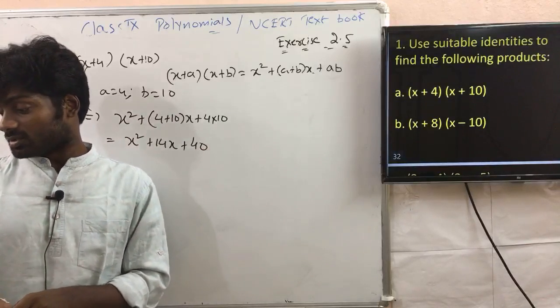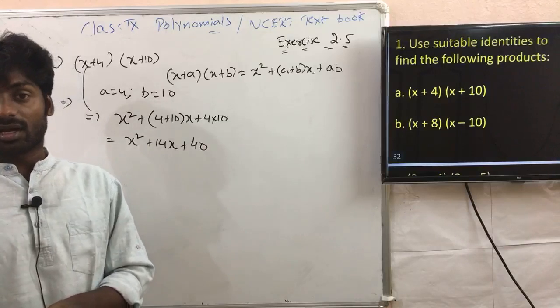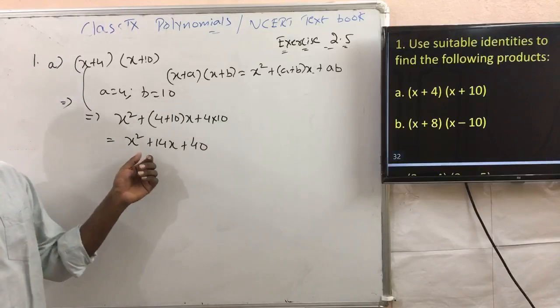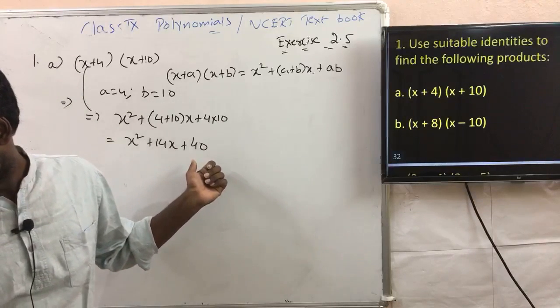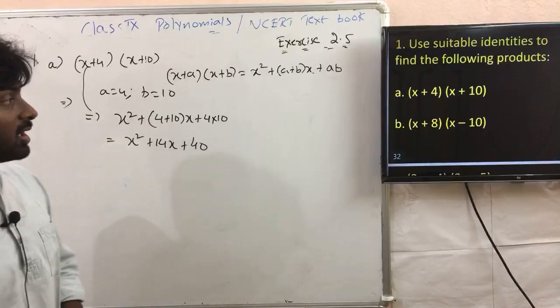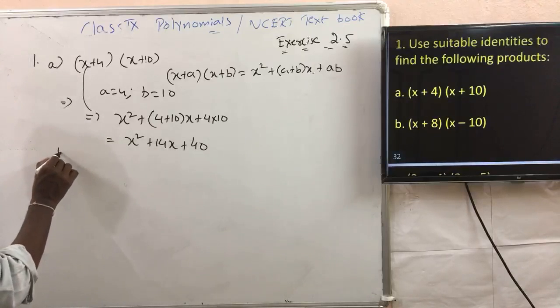Very good, Astosh. Your name is Astosh. Hi, good evening. Yes, very good answer: x square plus 14x plus 40. Now go with the next one.